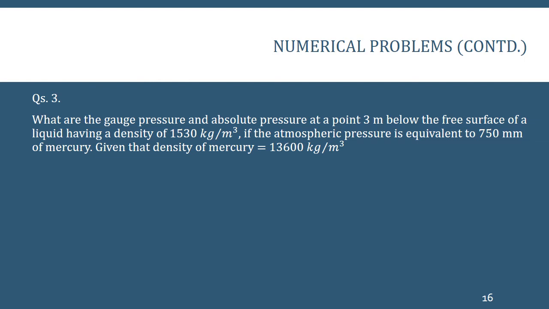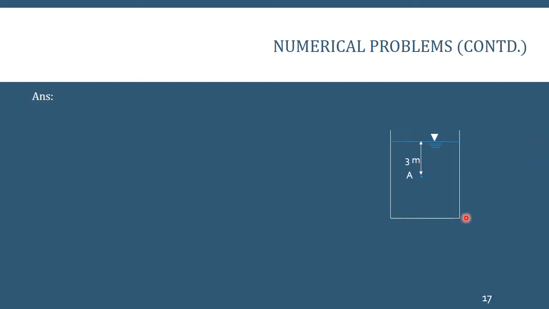Okay. So atmospheric pressure can be found out, and they have asked you what are the gauge pressure and absolute pressure at a point 3 meters below the free surface of a liquid having a density of 1530 kilogram per meter cube. So let's move on to the solution of the problem. It's given that the point is 3 meters below the free surface. We know that PA is equal to P atmosphere plus rho g h.